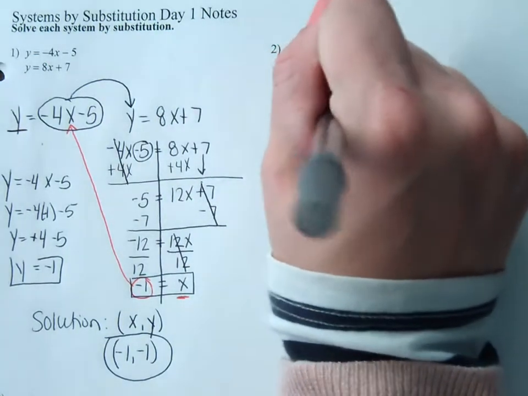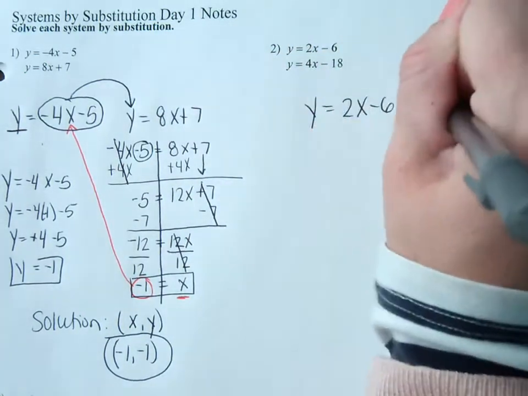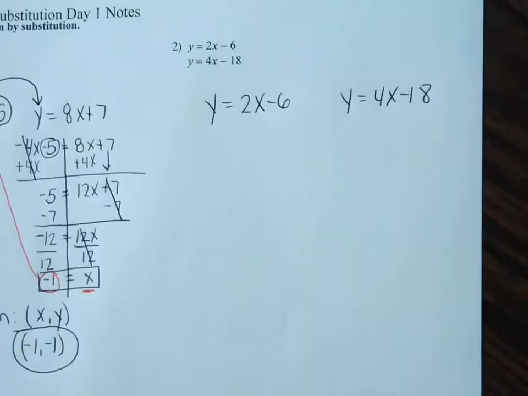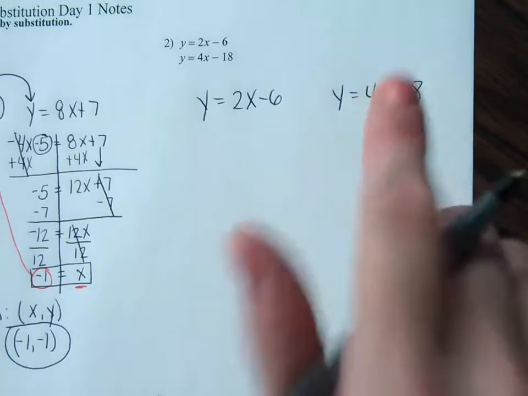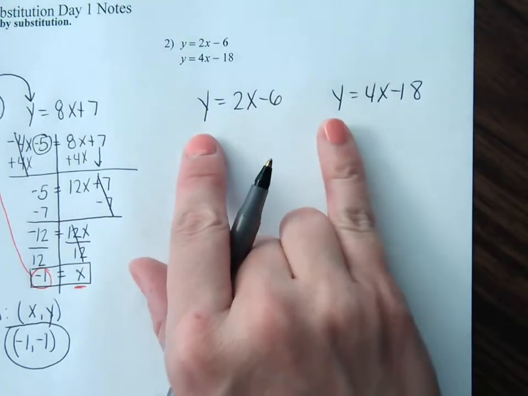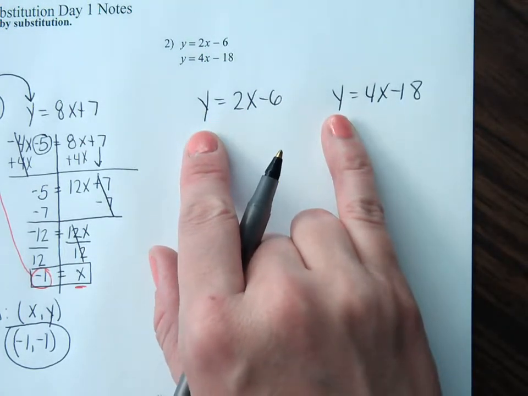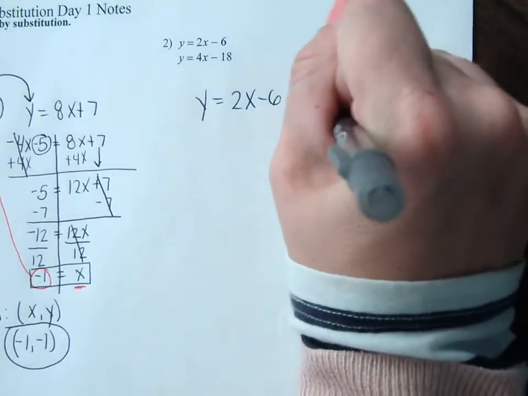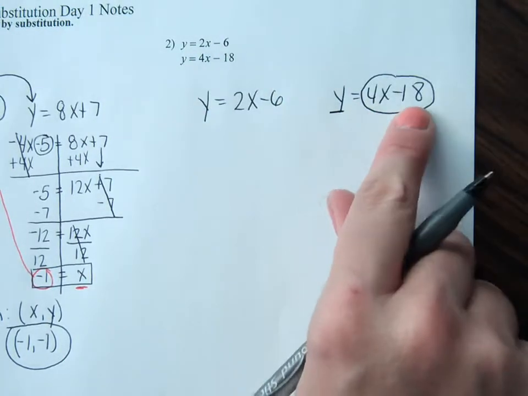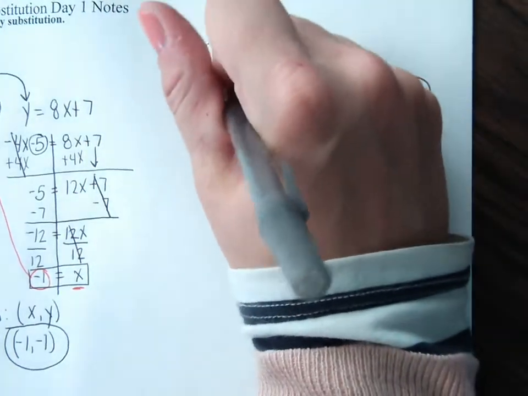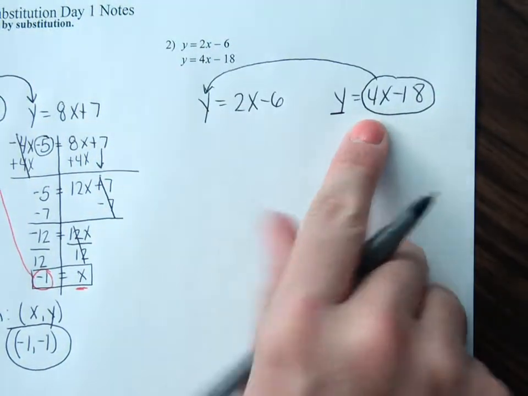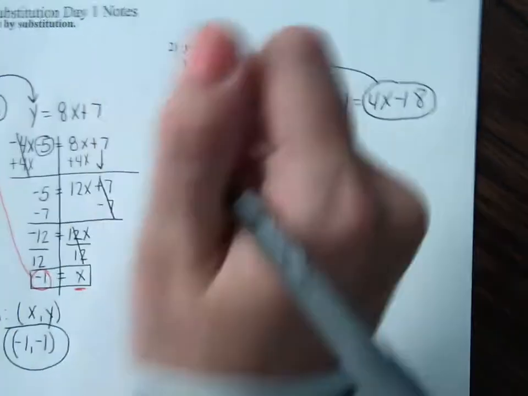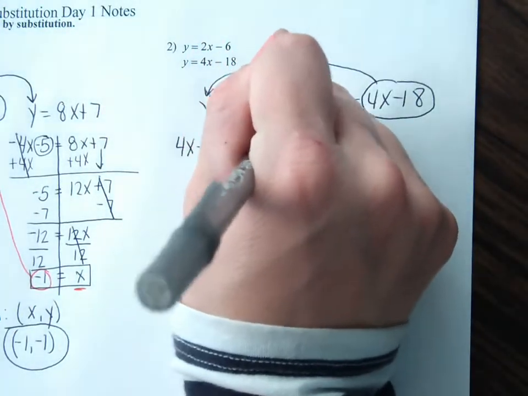Example 2, we have y equals 2x minus 6 and y equals 4x minus 18. We'll start with this equation this time. It doesn't matter which one we start with since they're both solved for the same variable. So let's take this 4x minus 18. Since it says y is 4x minus 18, we are replacing the y over here. So we have 4x minus 18, replacing that y, equals the rest of the equation.